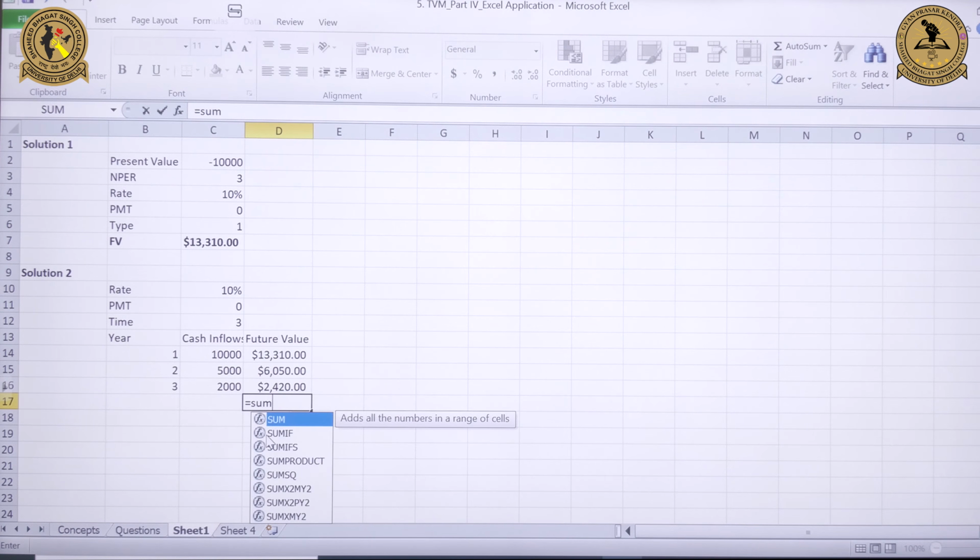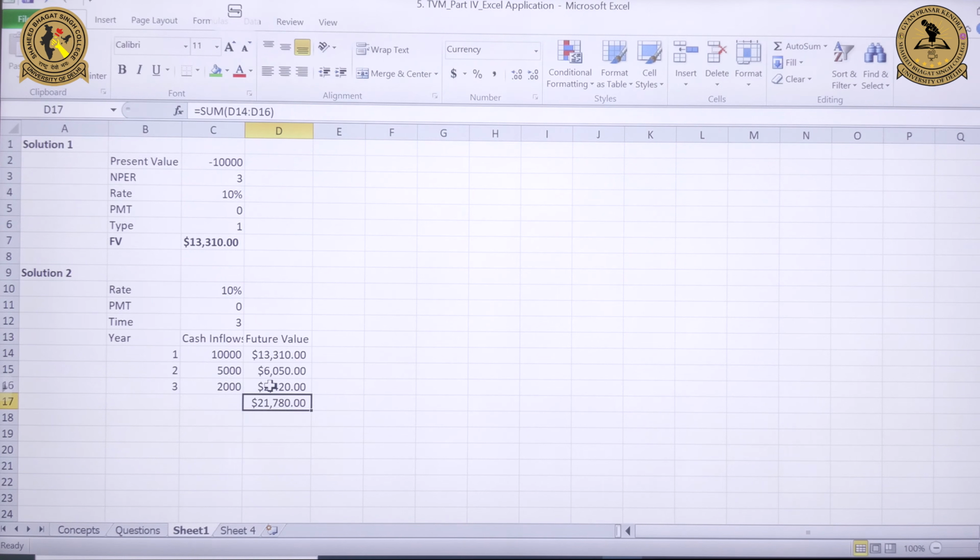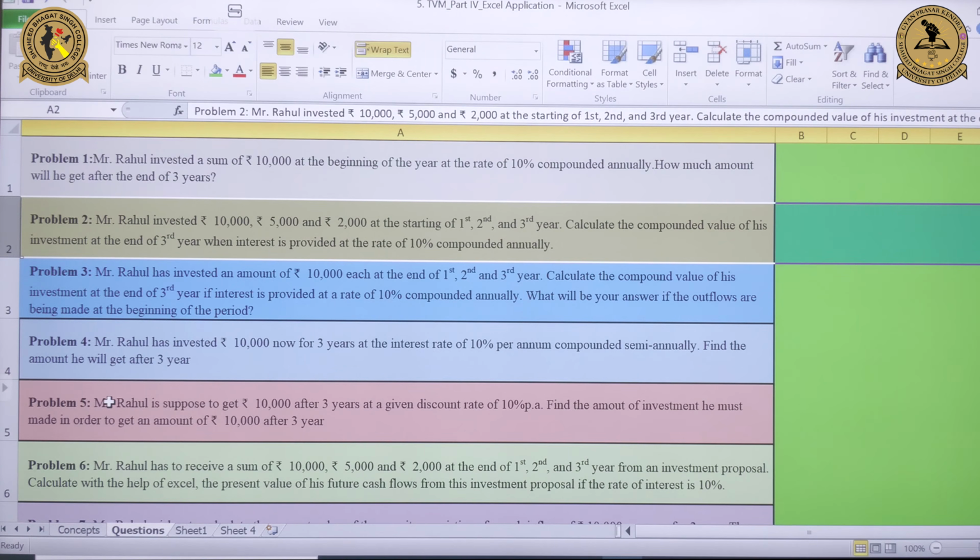You need to write equals to SUM for totaling the future value. Just select all the 3 cells and bracket close. The answer comes out to be 21,780.